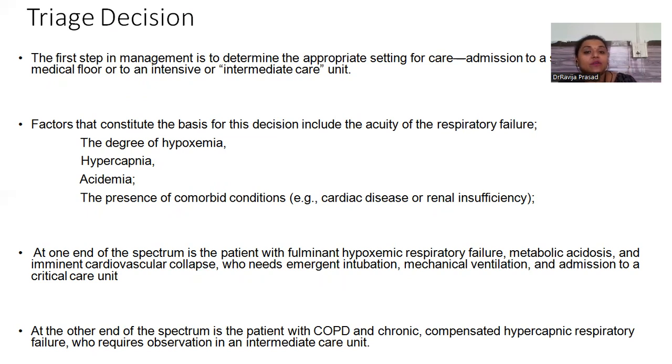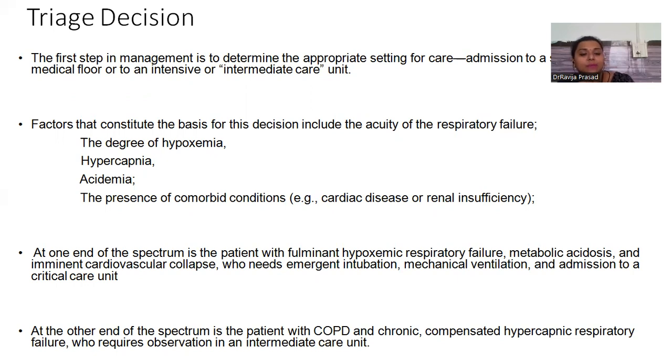So to take the patient first, you need to take the patient urgently to the intensive or intermediate care unit. Second, the factors that constitute the basis for this decision include the acuity of the respiratory failure, that is the degree of hypoxemia, hypercapnia, acidemia, and the presence of comorbid conditions like cardiac diseases, renal insufficiency.